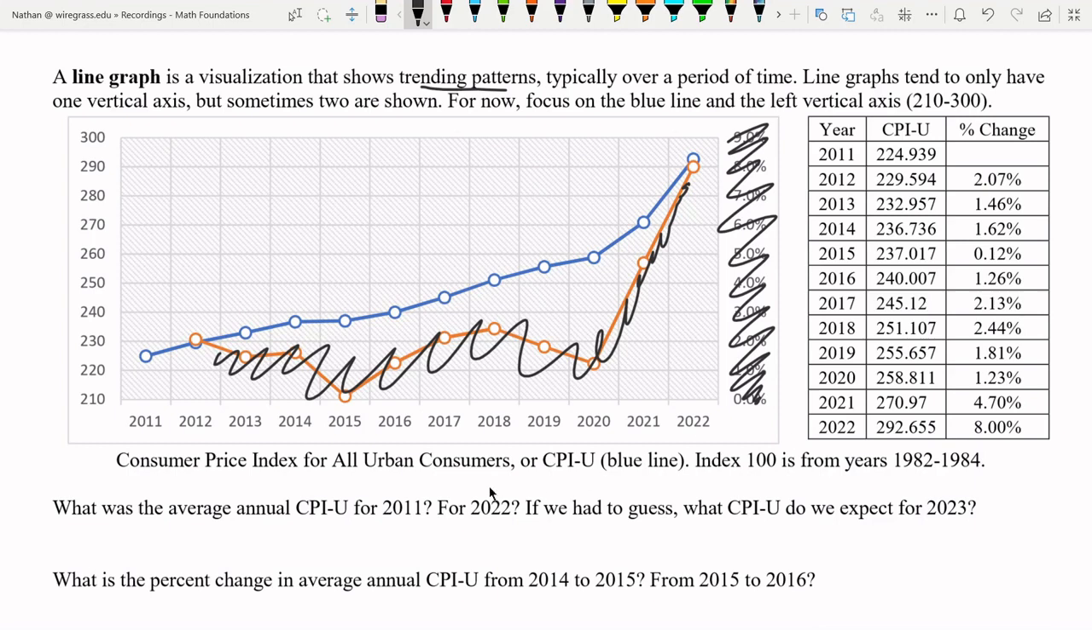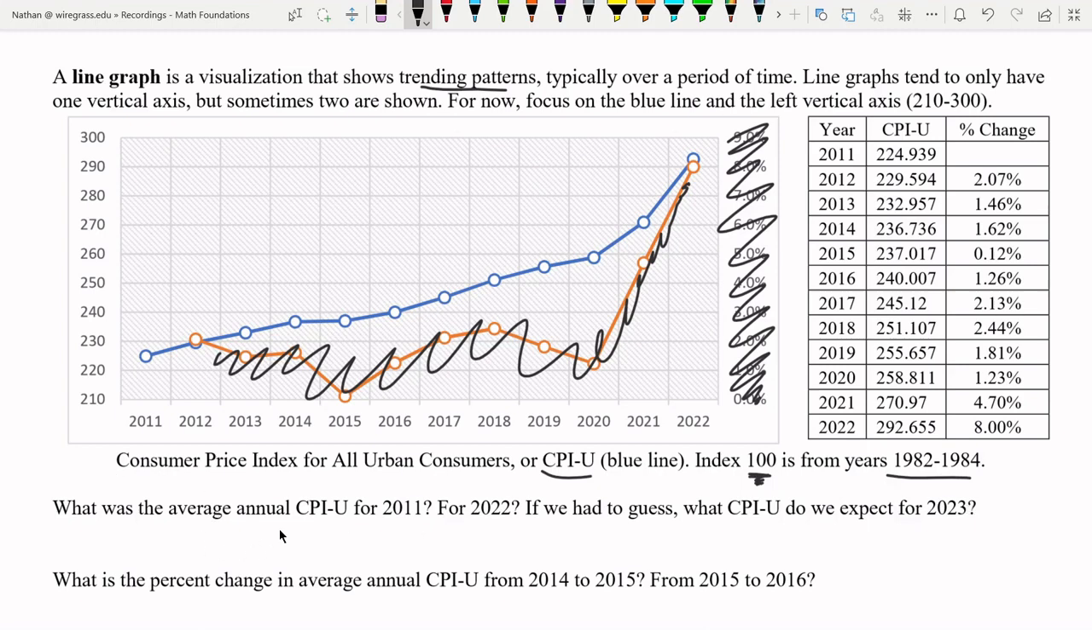So this graph shows the consumer price index for all urban consumers, which is called CPI-U, and that's what's shown in the blue line here. And it's important to note that the index 100 is from years 1982 to 1984. CPI-U is using a basket of goods, as it's called, to talk about how the prices increased over the years. I recommend you look up the consumer price index and look into that a little bit more, as it's a pretty common economic term.